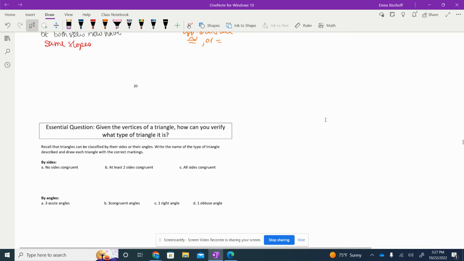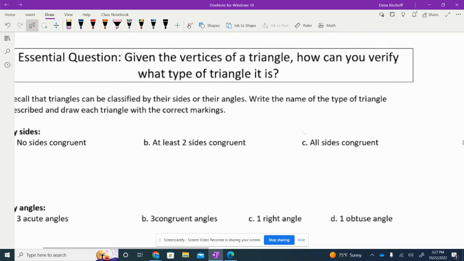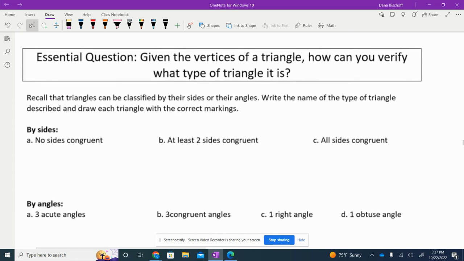All right, this is the second part of the lesson for today. We are just going to talk about what types of triangles can be named when you know the sides of the triangle, and what types of triangles can be made when you know the angle measures. So, I'm going to draw a picture for each one.